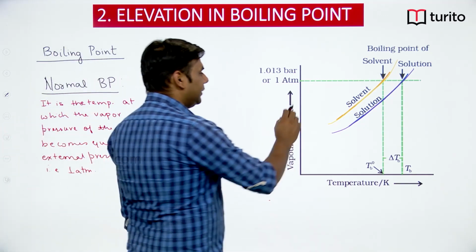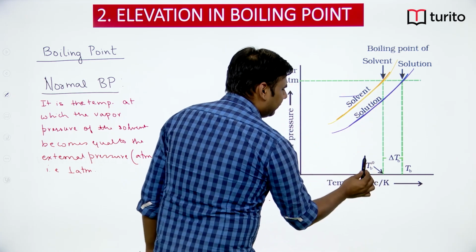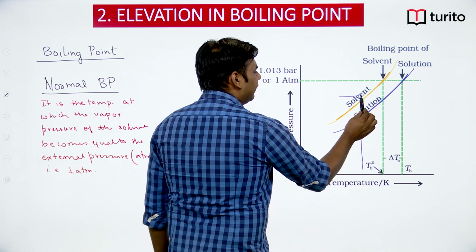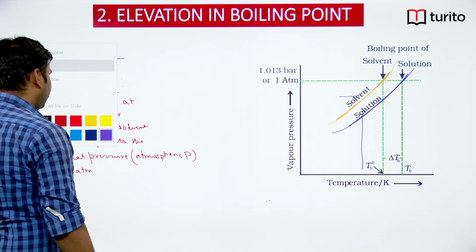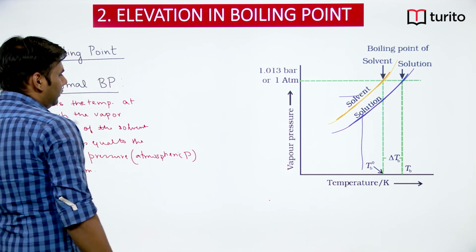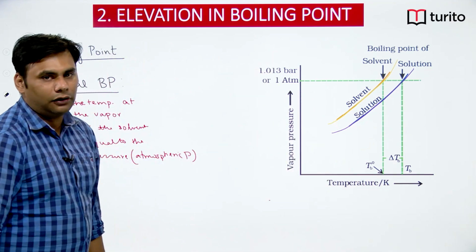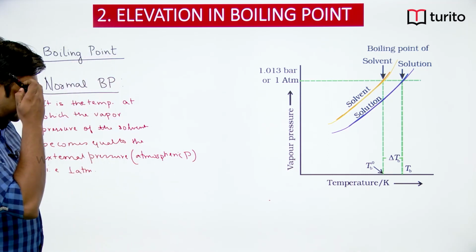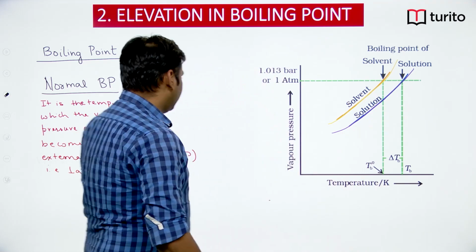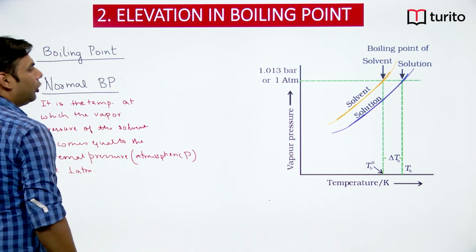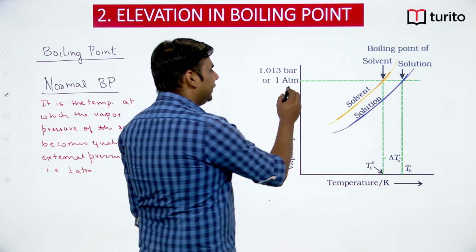Okay, so you can see that at any temperature, if you take any temperature, the vapor pressure of the solvent would be more than that of the solution. So we know that we have added a non-volatile solute and its boiling point has also increased. We know that the normal boiling point is achieved when the vapor pressure becomes equal to that of atmospheric pressure, which is 1 atm. So let this be 1 atm.